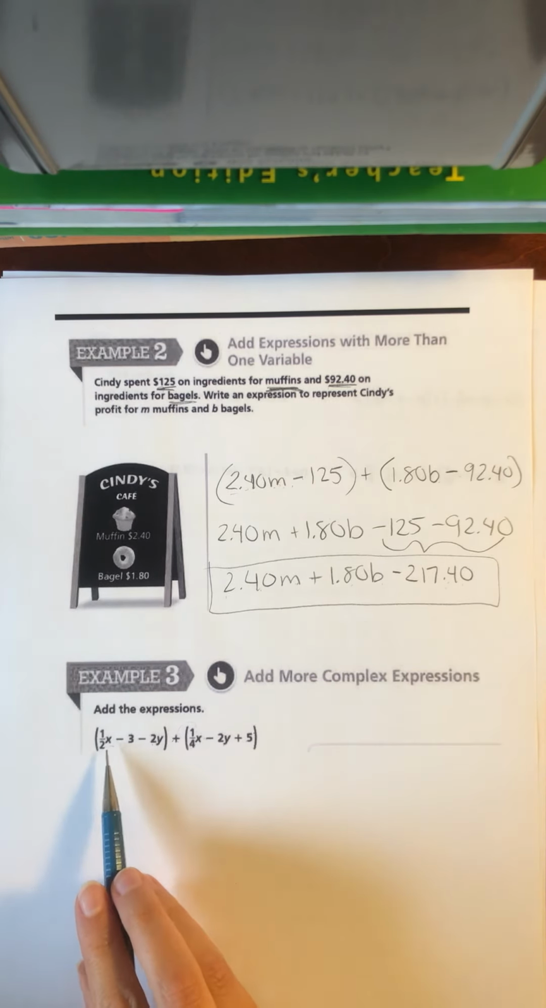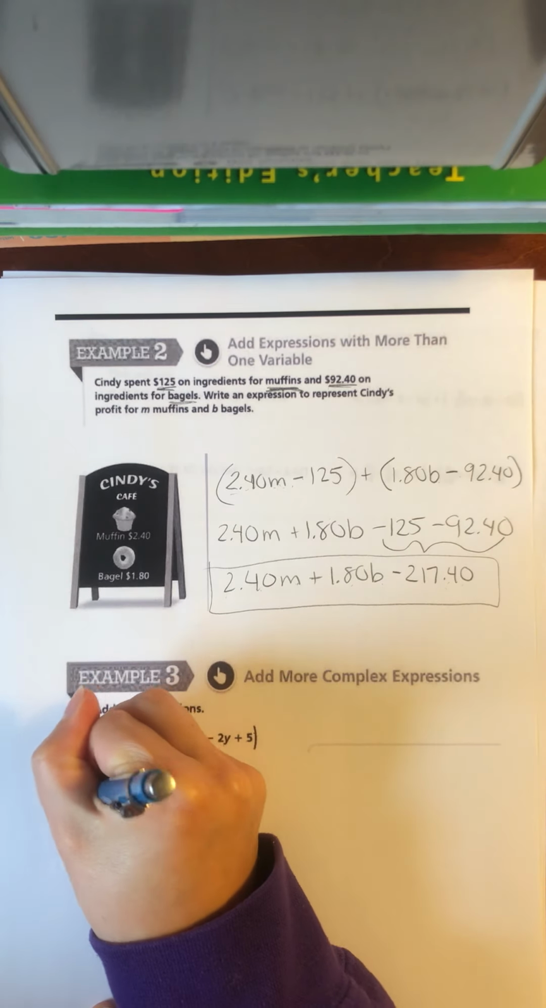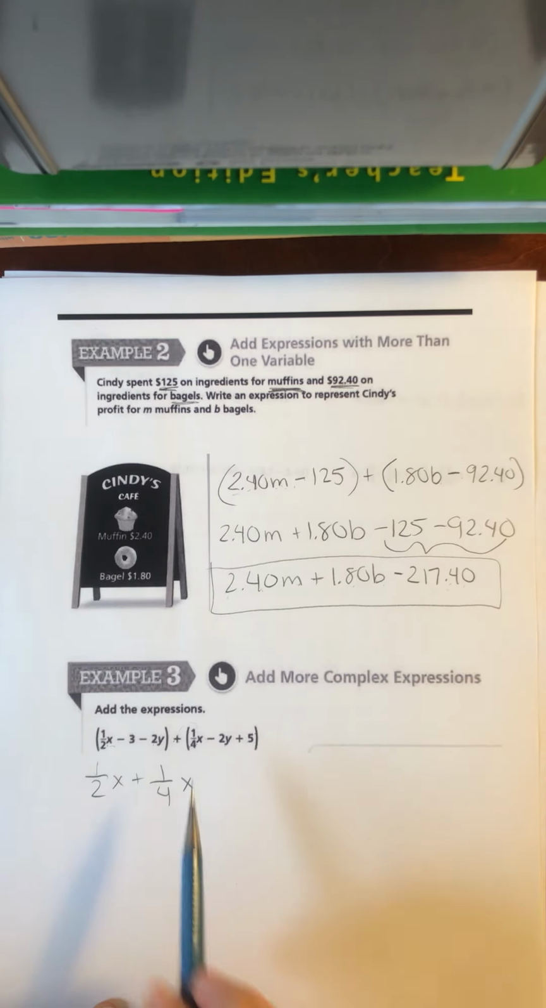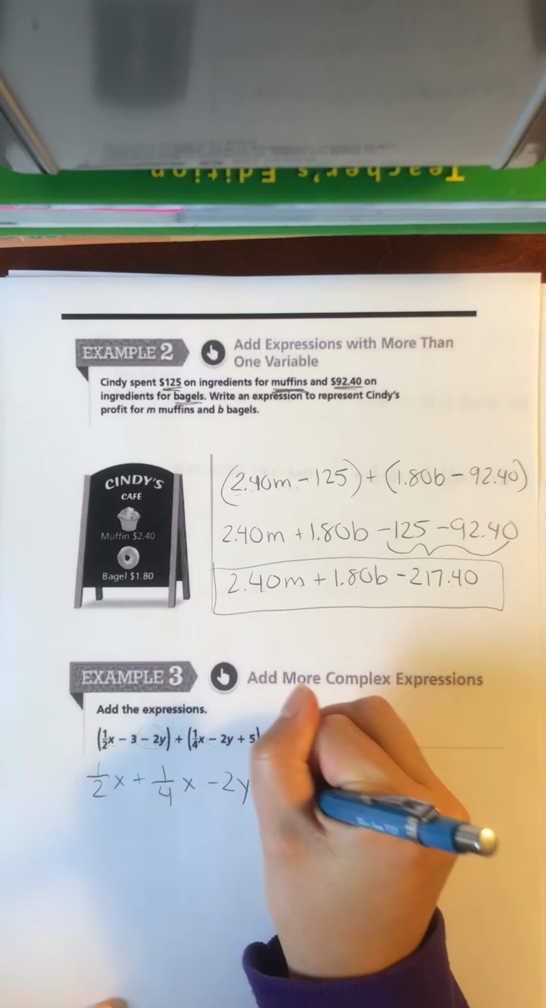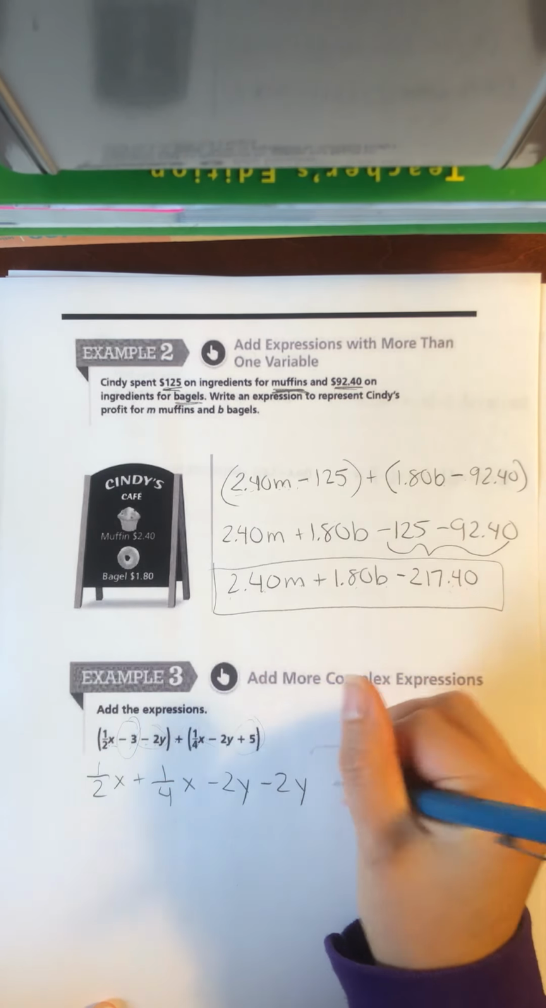So I'm going to combine my like terms. So I have 1/2 x and 1/4 x. So 1/2 x plus 1/4 x. I'm going to put those together. I'm going to put my y's together, negative 2y and negative 2y. And I'm going to put my constants together, so negative 3 and positive 5.